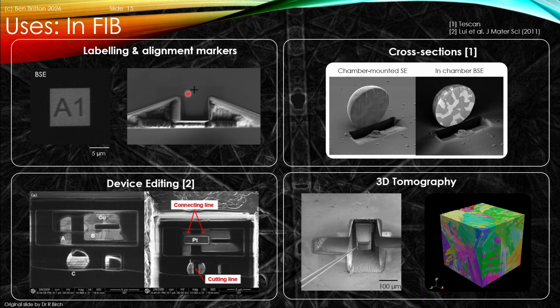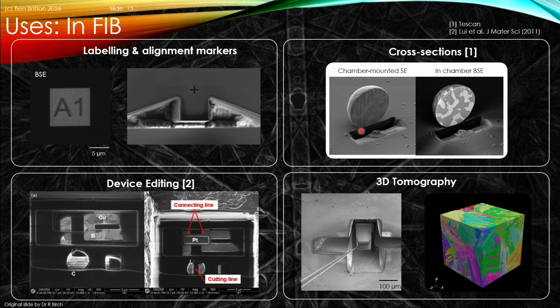But we can also put markers to enable us to do alignment, and this alignment was essential. In this case, we're going to do tomography afterwards to remove layer by layer of this object, and we use this fiducial marker to align the sample between slicings.